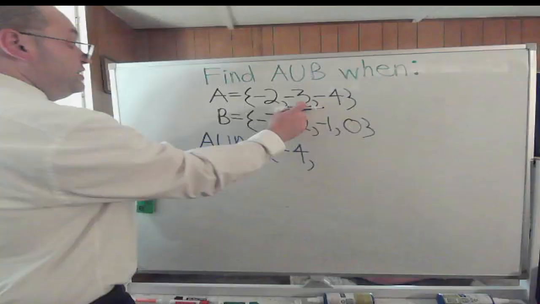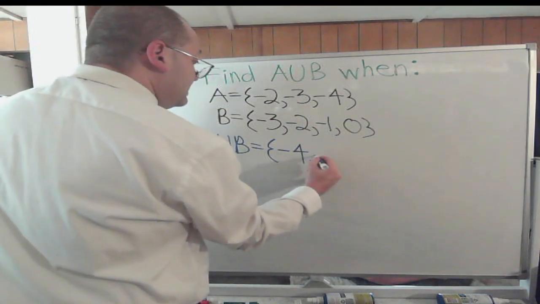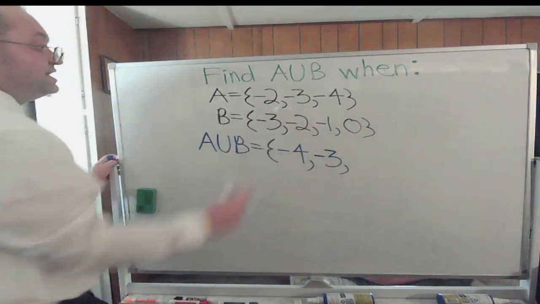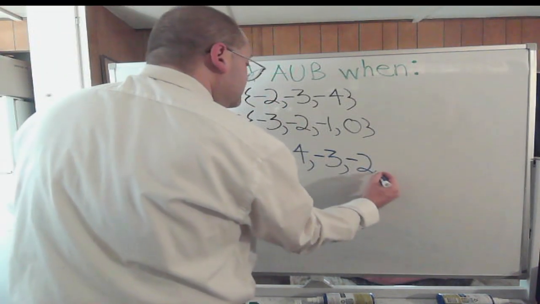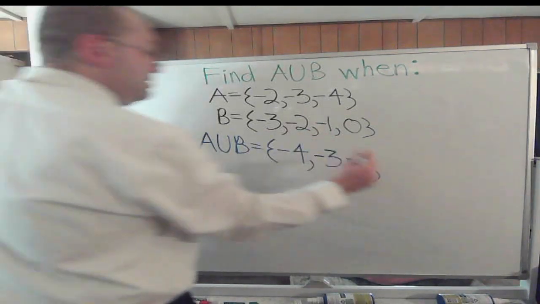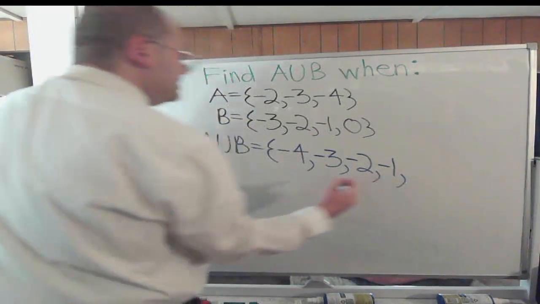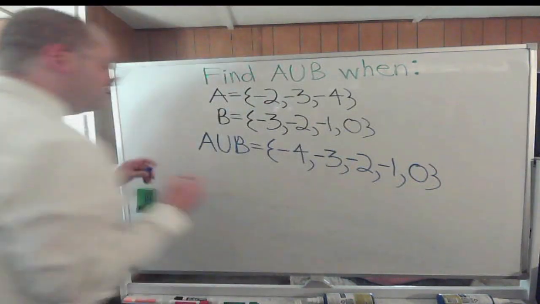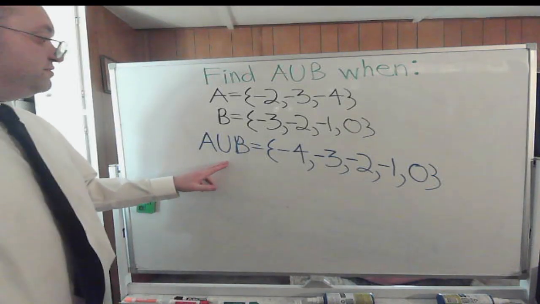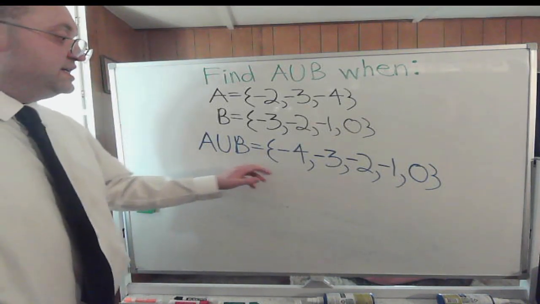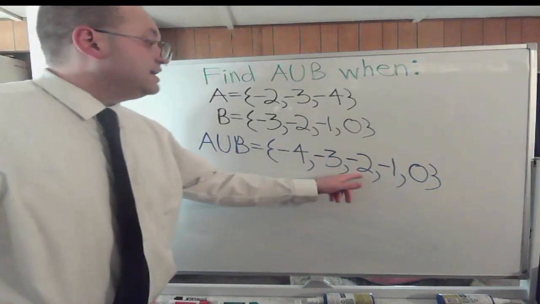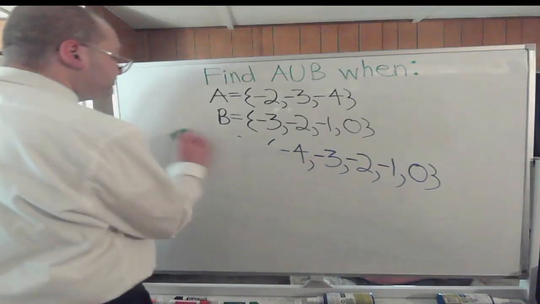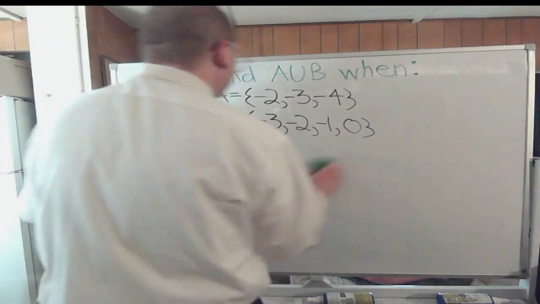Now, -3 you find in both sets A and B, but you only got to list it once. You'll also find -2 in sets A and B. You only got to list that once. You find -1 only in B, but since it's a union, it'll be included. And you only find 0 in B, so that'll also be included since it's a union. So the union of A and B, when you unite the two sets, you get the set of -4, -3, -2, -1, and 0, because you unite all the numbers. Alright, that wasn't too bad.